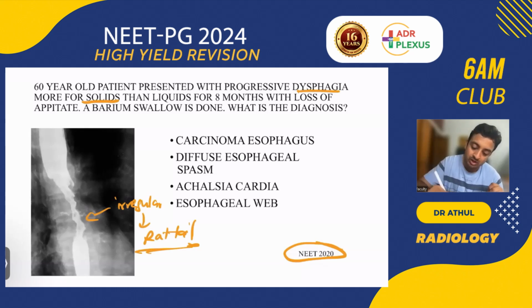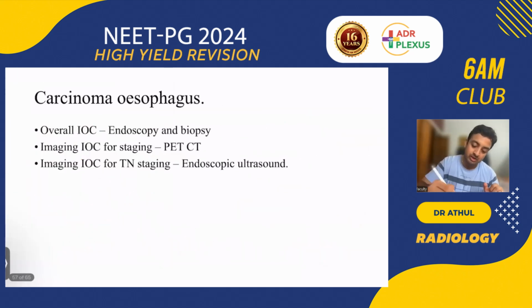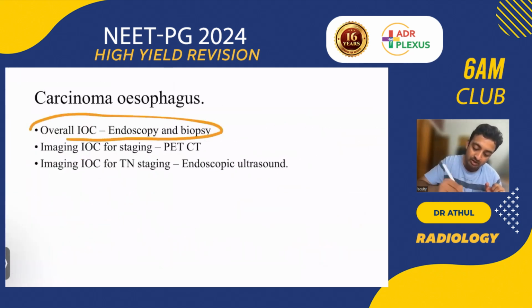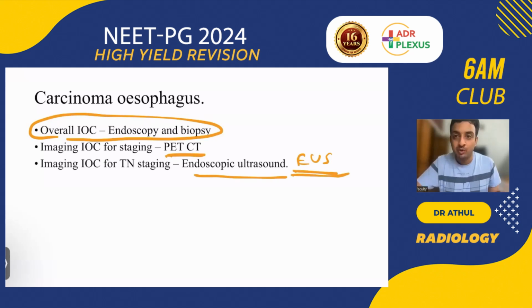Then you have to rule out carcinoma esophagus. Next, you have to do an upper GI endoscopy and then biopsy. For staging purposes, first you do endoscopy and biopsy, and for staging you have to go for HRCT. If you want to do TNM staging to know whether mucosa, submucosa or muscularis is involved, endoscopic ultrasound will help you in cases of carcinoma esophagus. Okay, that is the concept. This is how you will evaluate carcinoma esophagus.